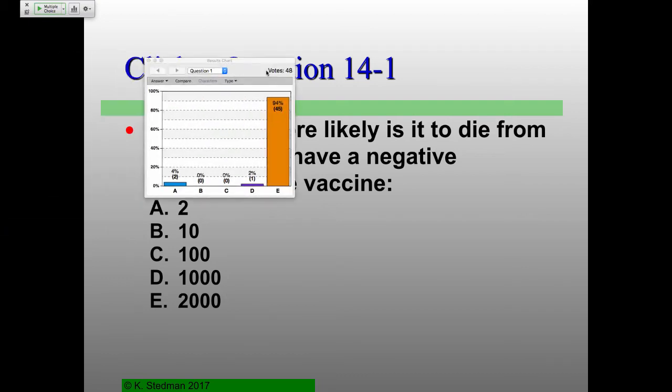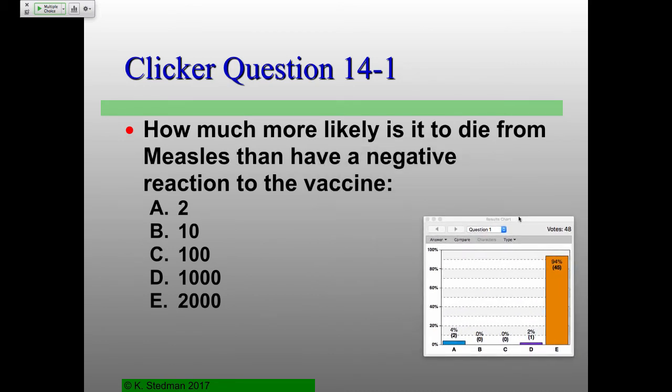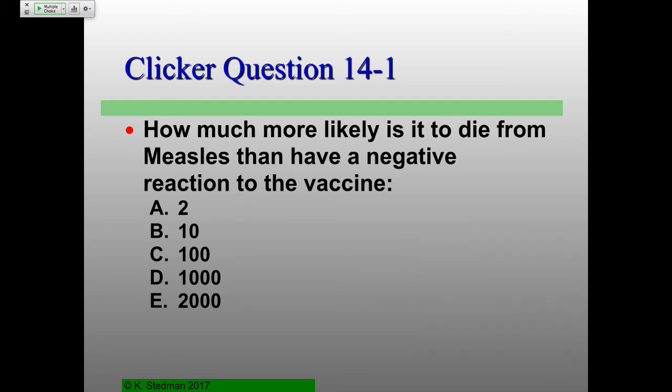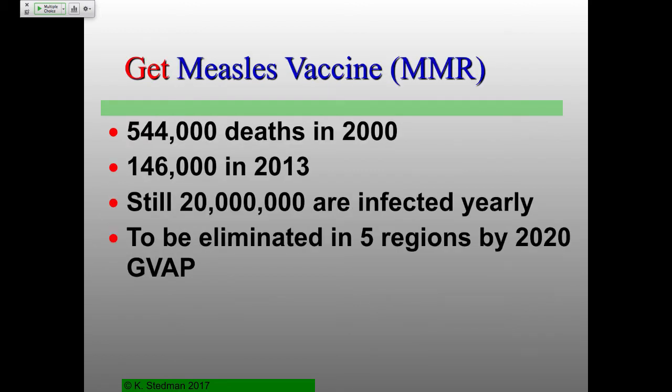I'm sure you were messing with me not to get 100% here. Yes, it is 2,000 times more likely to die from measles than have a negative reaction to the vaccine. So here's our select answer. Come on. I had to change remotes today, so that's the confusing bit here. So again, I will keep beating on this dead horse.